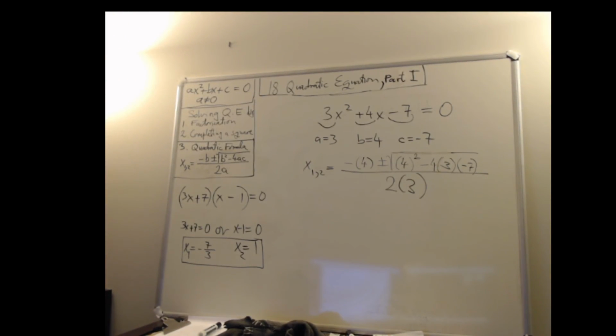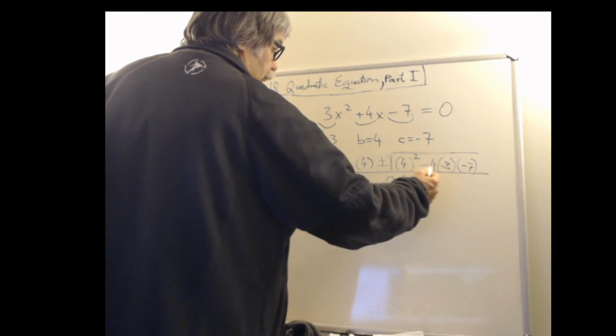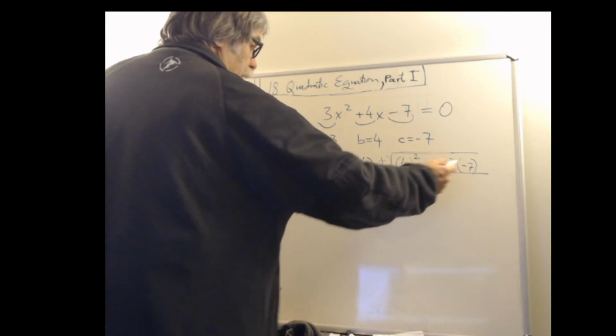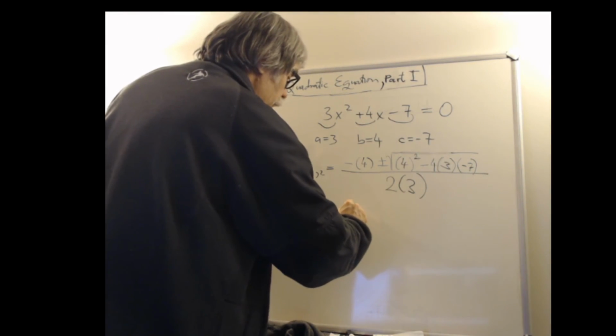That's how you do it. You do containers first, replace the label, and then put the value in. If you don't do that, the tendency is to make a mistake. Right. Now this is really not that hard. 16 plus and minus 84. 16 plus 84 is 100. So I cooked this nicely so I know it's easy.